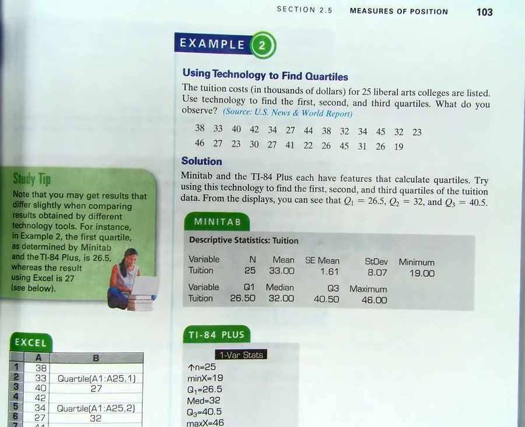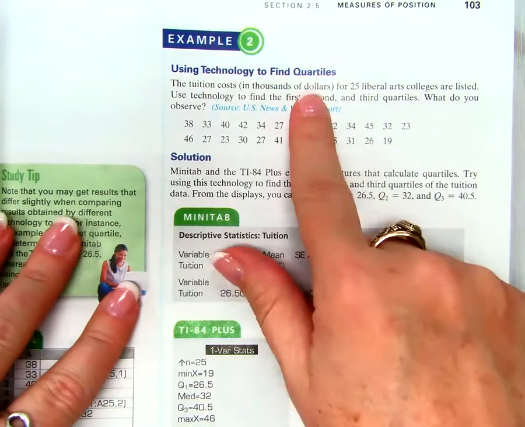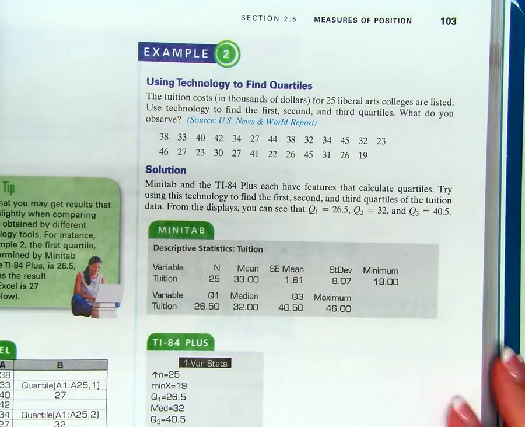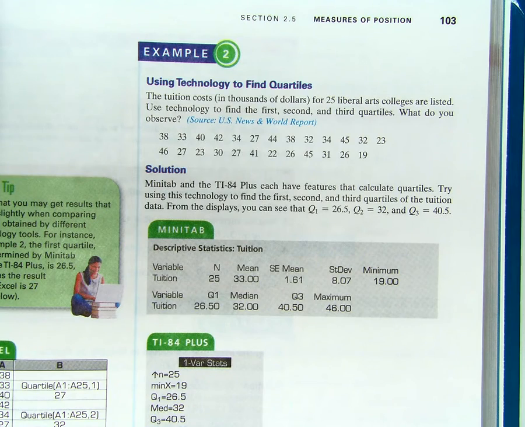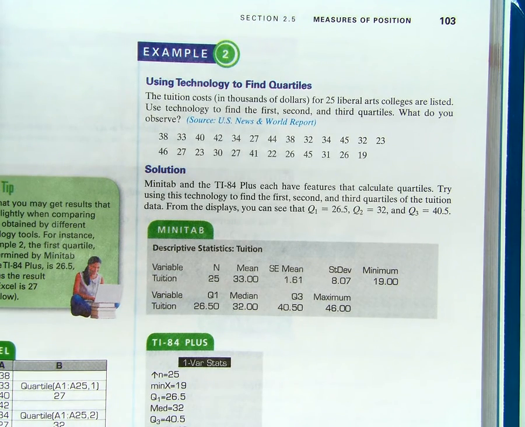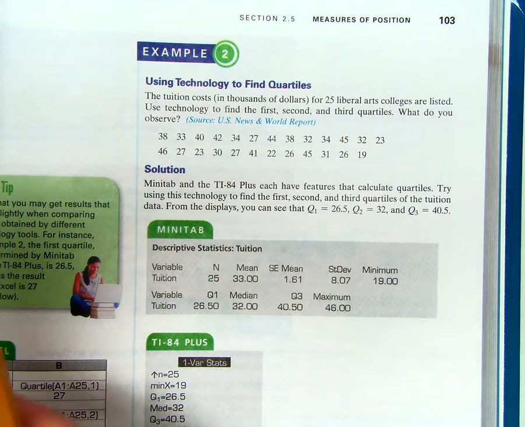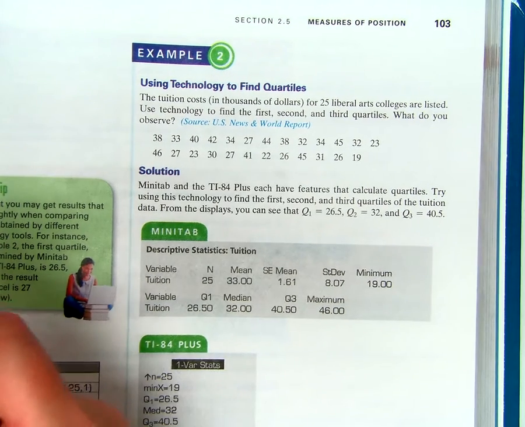Example number 2. Using technology to find quartiles. We like to use technology when we can because it's a time saver. I just showed you how to do it by hand so you know what's happening in the calculator. That's been my rule for years and years and years. As long as you know what's happening, I'll let you use the calculator to figure it out. So let me show you what's happening here.